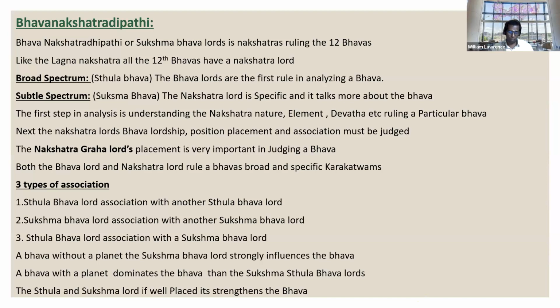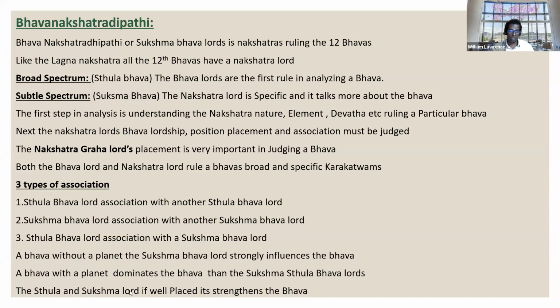A bhava without a planet, the Sukshma bhava lord strongly influences. If there is no planet in a particular bhava, in that case the nakshatra lord will dominate the most. But if there is a planet in the bhava, the Sukshma bhava will take second importance, and the nakshatra of the planet there will predominate. So you need to know a lot of nakshatras to understand this. But I'm skipping the third, I'm just going to give an introduction.